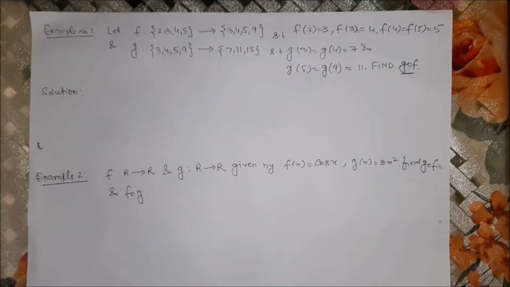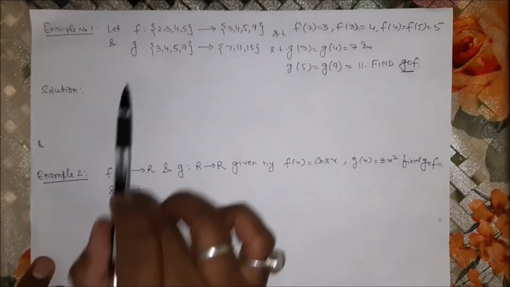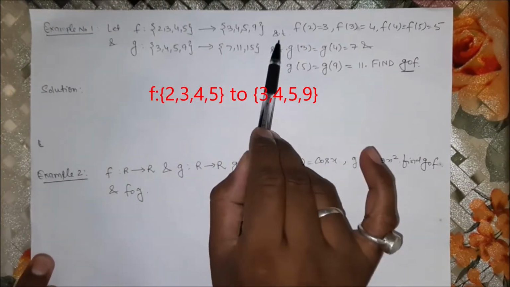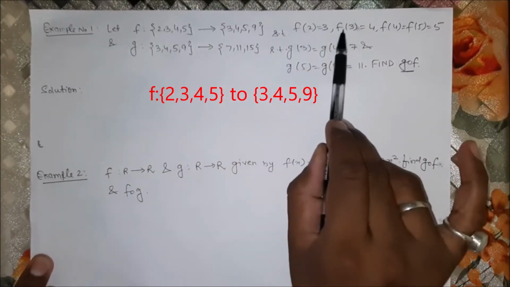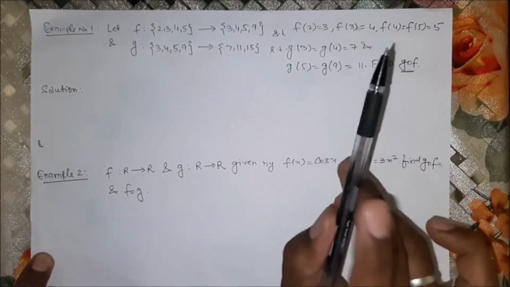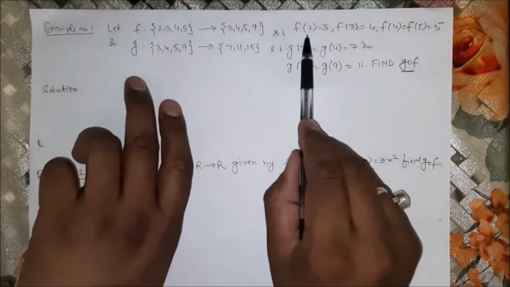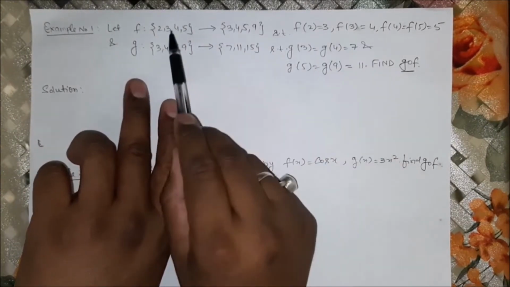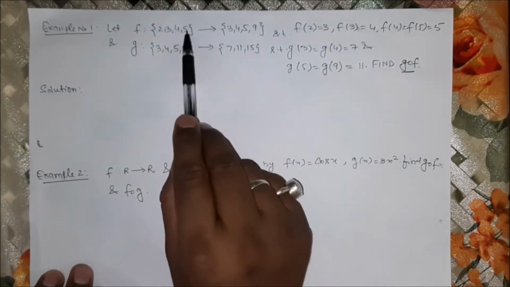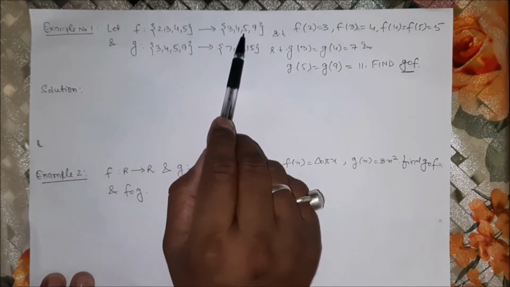Now we will consider this with the help of an example. You are given that f is from the set {2, 3, 4, 5} to this set such that f of 2 is 3, f of 3 is equal to 4, f of 4 equal to f of 5 equal to 5. Means image of 2 is 3, image of 3 is 4, and image of 4 and 5, both the elements have the same image as 5.